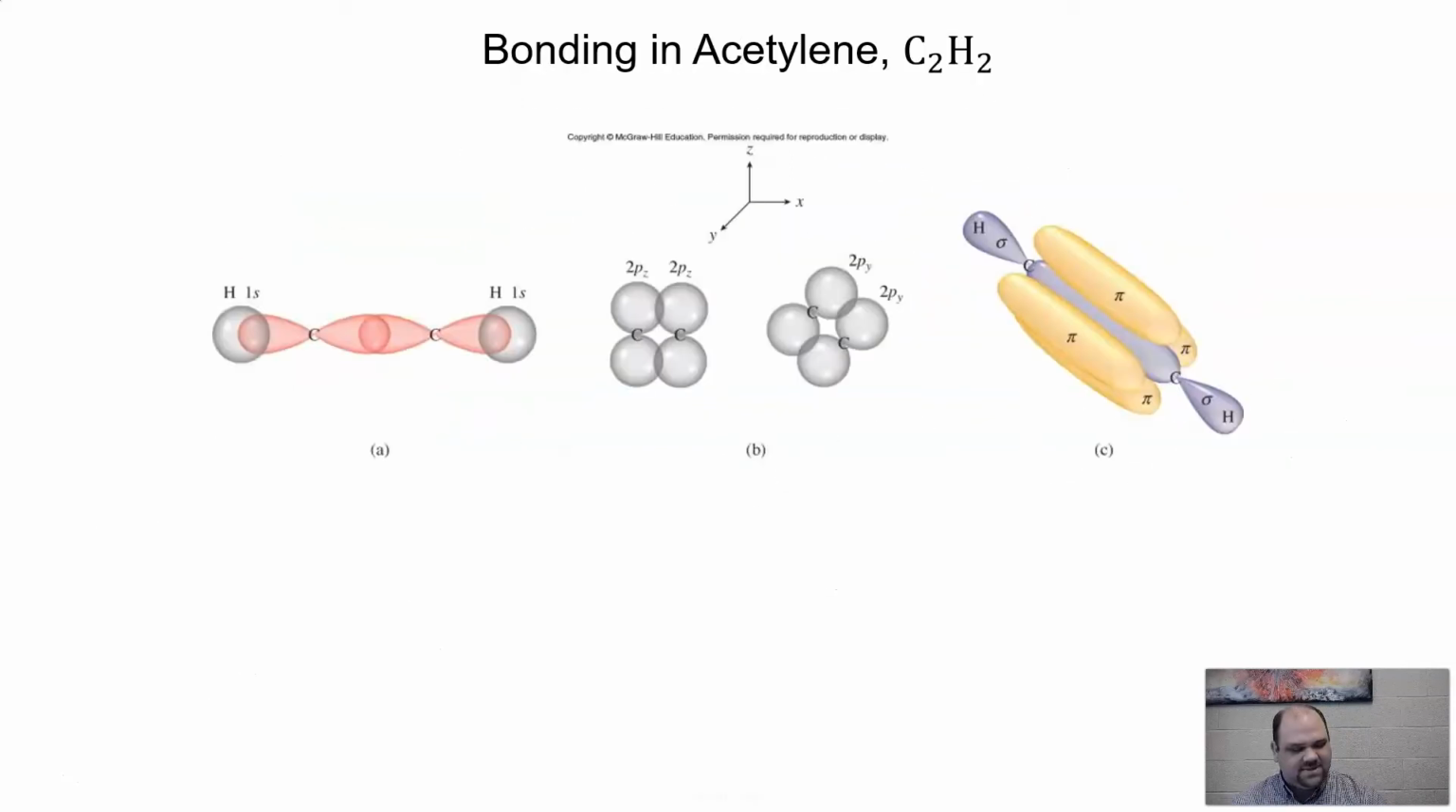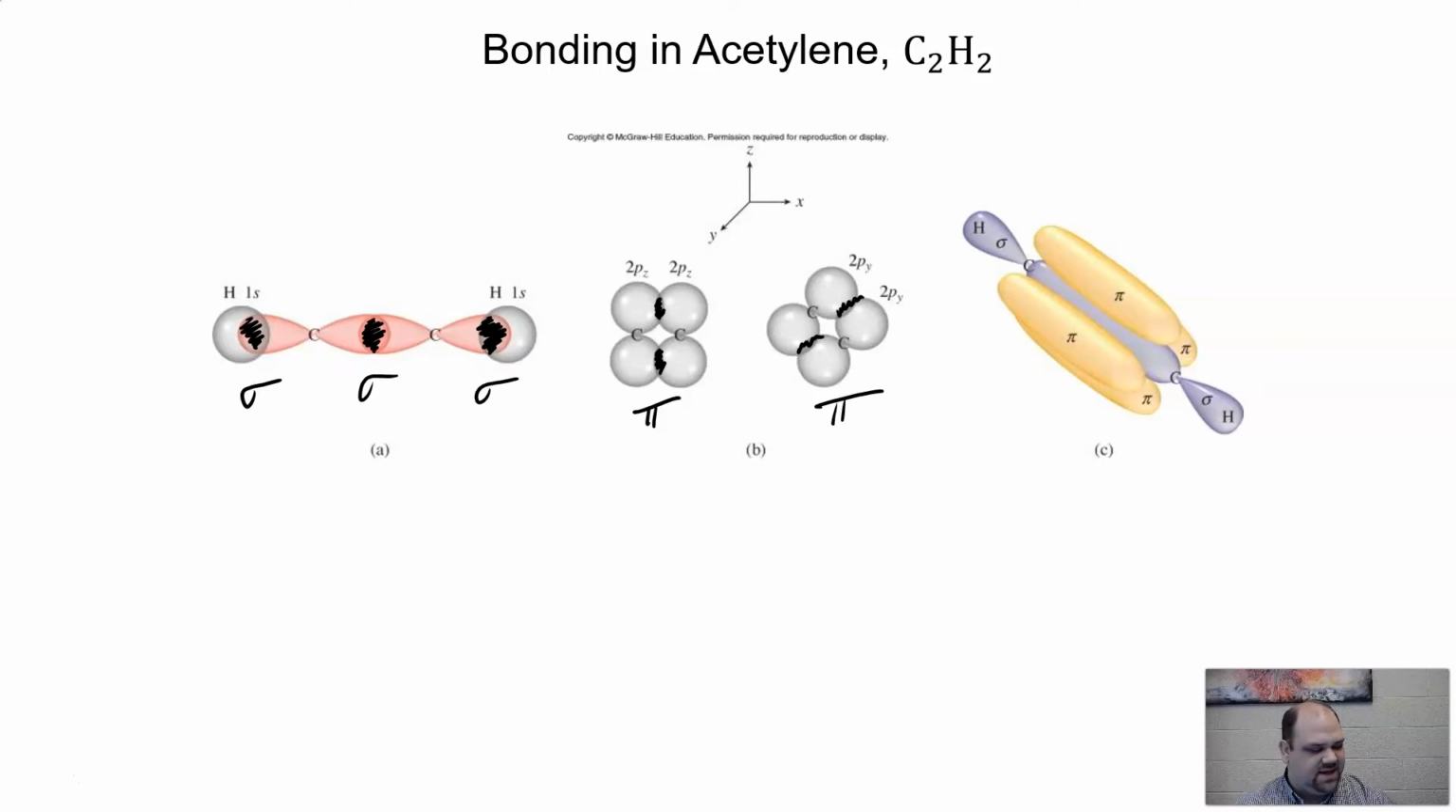Okay? Let's look at C2H2. In this case, we have, again, overlap between the carbon and the hydrogen. That counts as a sigma bond. Overlap between the carbon and the hydrogen. That counts as a sigma bond. And in the middle here, overlap between carbon and carbon counts as a sigma bond. We have two unhybridized p orbitals. One of those is in the z dimension, and so they overlap, and we get one pi bond. One of those is in the y dimension. They overlap, and we get one pi bond.